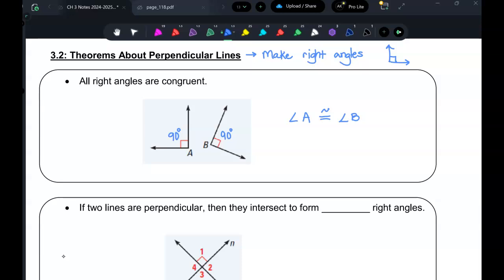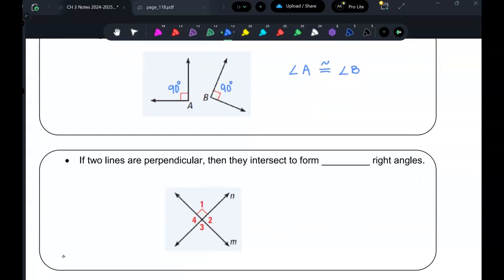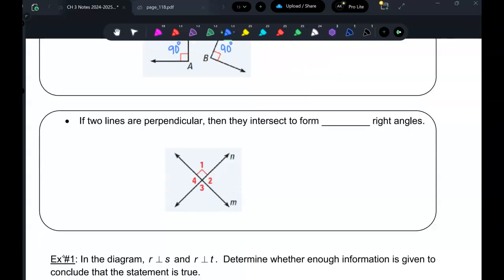Okay. Notes. If two lines are perpendicular, they intersect to form how many right angles? Four? One? Okay, let's think about this. Vertical angles are congruent. So if there's a 90-degree angle at one, what do we call these kind of angles? They add up to 180. Why do these two add up to 180? 90 plus 90. Okay, and they make a linear pair.